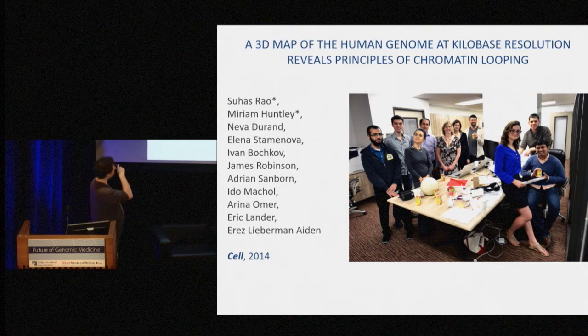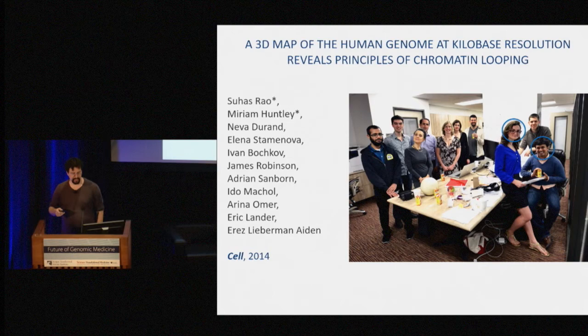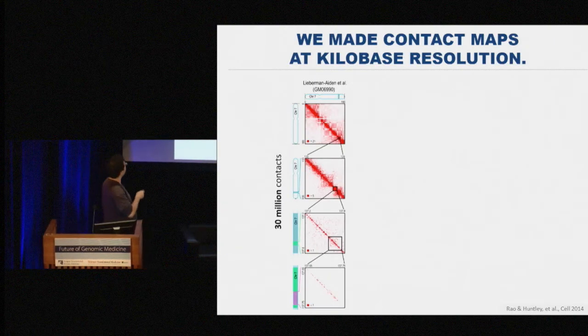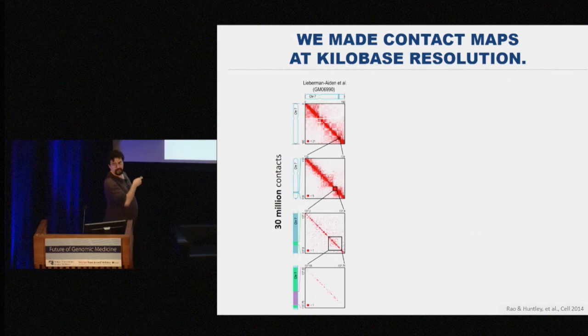The stuff that I'm talking about now is work that was done in my lab, led by Suhas Rao and Miriam Huntley, who did the amazing job of actually trying to get this to really work in practice. And the problem that they ran into is, here's the very first Hi-C map that we published. And you can see the chromosomes look great. But when you zoom into the scale of individual genes, so a gene is roughly the size of this box, each time I'm zooming in by a large factor. Here's a whole chromosome. This is roughly the size of a gene.